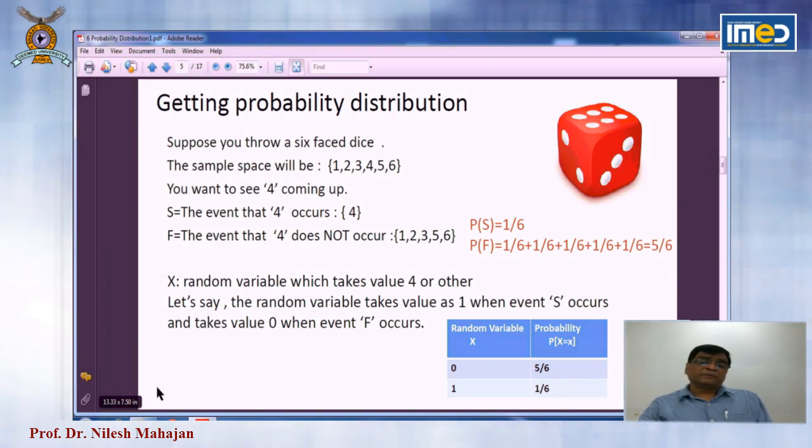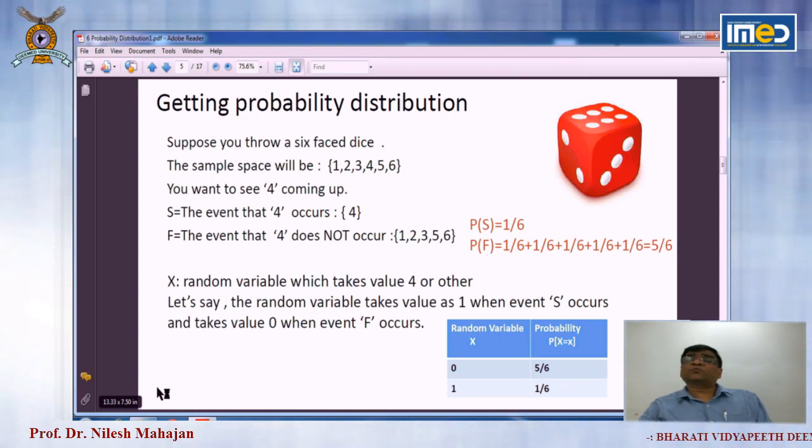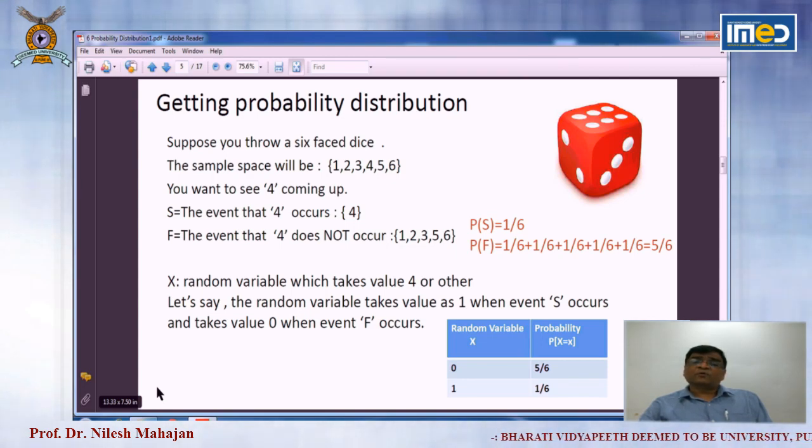So here we represent S as the event that 4 occurs, and F as the event that 4 does not occur. It means 1, 2, 3, 5, 6. Here 4 is not included. In other words, we will say that S is a success and F is a failure. Success because my object is 4 occurring, and failure means 4 is not involved in this series.